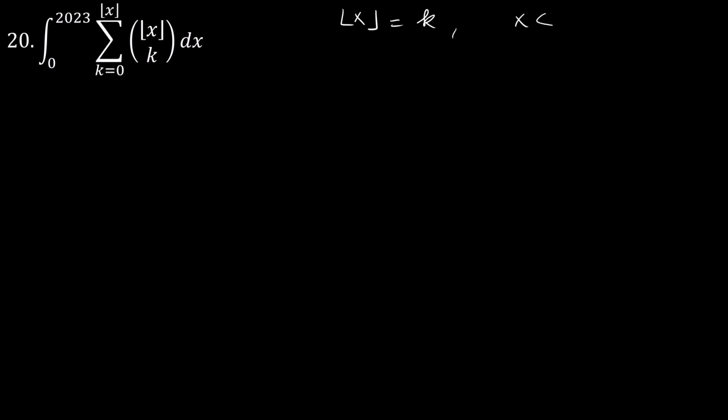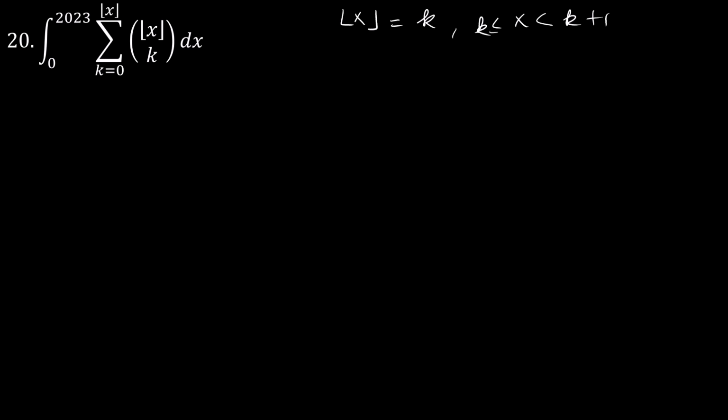So lastly, problem number 20, which is the definite integral from x equals 0 to 2023 of the summation from k equals 0 to the floor function of x of the binomial coefficient of floor function of x, k. So what's the floor function? The floor function of x equals k when x is less than k plus 1 but greater or equal to k. So in other words, it's that integer value less than the real number we're looking at.